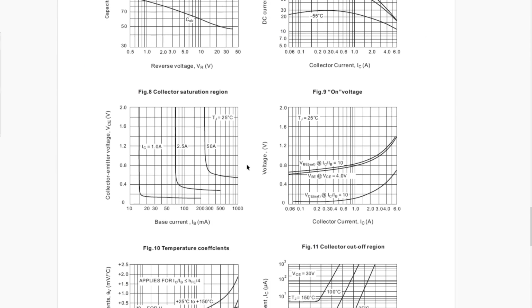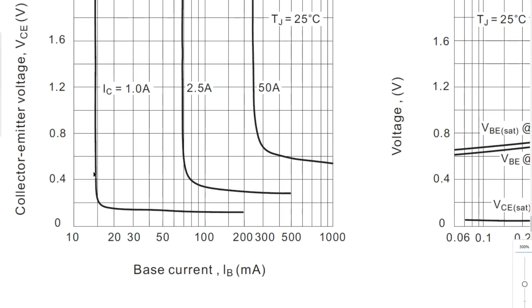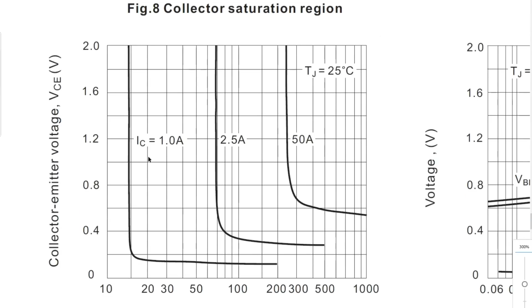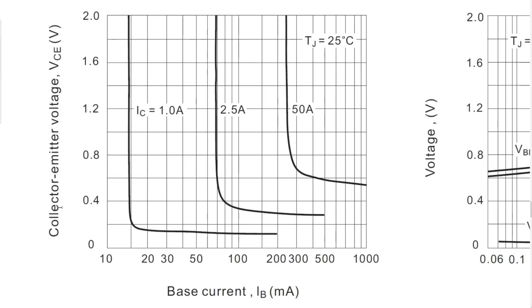Where's that? Yeah, it's here. Figure 8 here. The collector emitter voltage versus base current. Look at this chart. If the base current falls below 70 milliamps when the collector current is 2.5 amperes, the voltage across the collector emitter junction will drastically increase, resulting in high power dissipation.